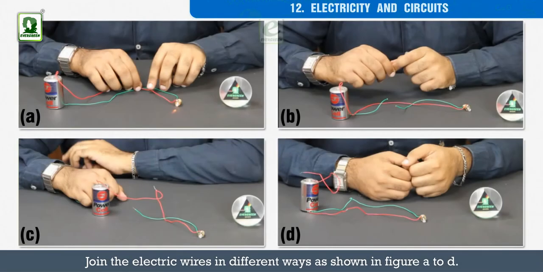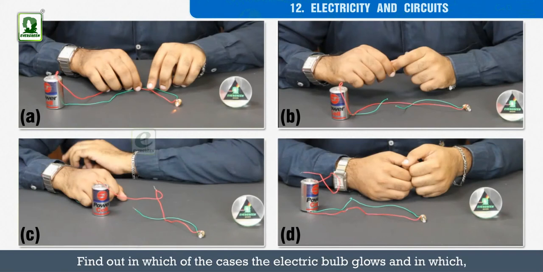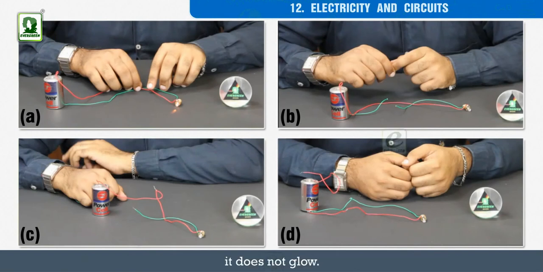Join the electric wires in different ways as shown in figure A to D. Find out in which of the cases the electric bulb glows and in which it does not glow. Record your observations.